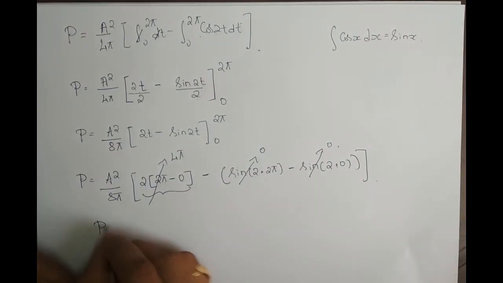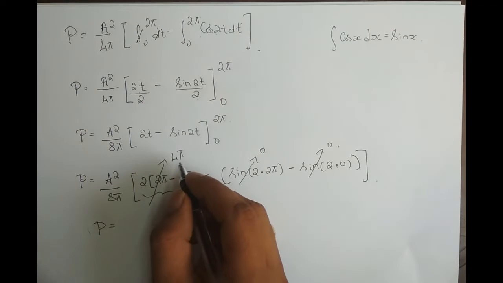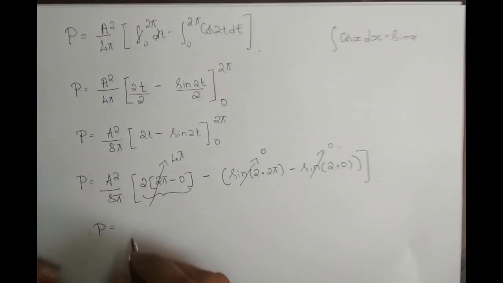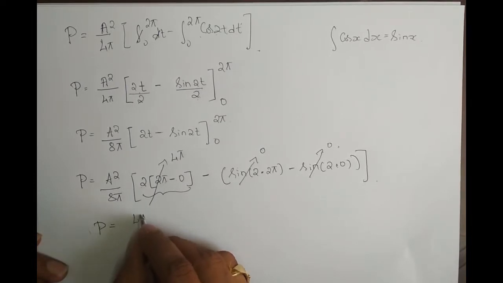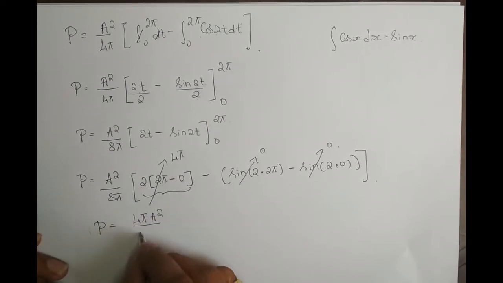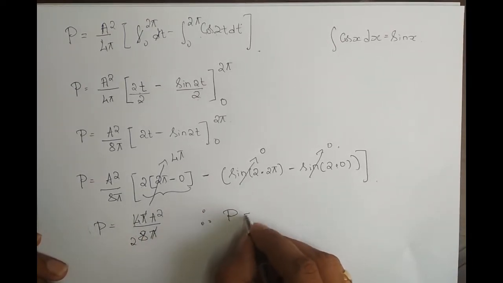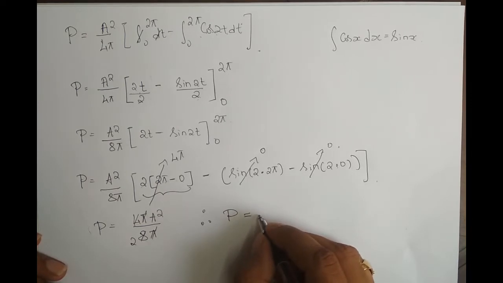So therefore P is equal to, I'll take this 4 pi outside, so 4 pi into a square divided by 8 pi. So pi cancels out, 4 ones are 4, twos are 2. So therefore the average power of the sine wave is a square divided by 2 watt.